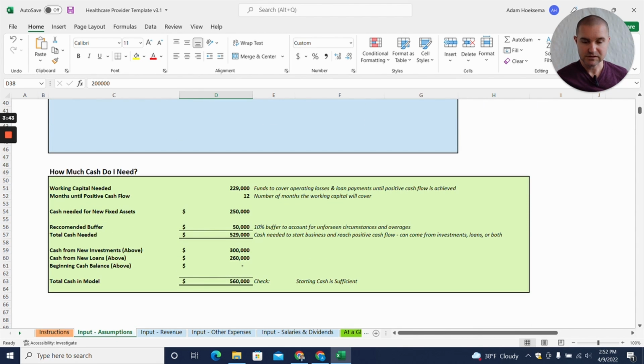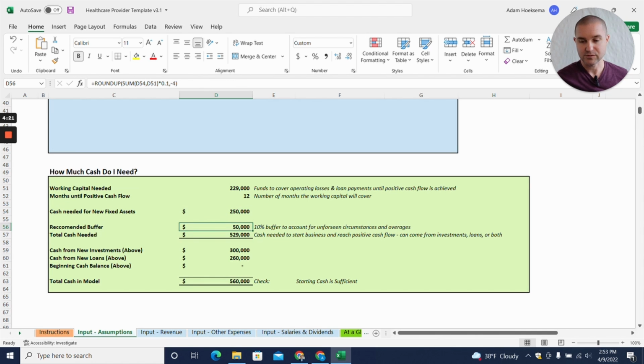And then down here, this handy little table will show you, based on the numbers that you've entered, how much working capital you're going to need to cover until you're cash flow positive. And so based on the numbers that we've got entered here on these other tabs, and we'll show you those in a minute, this table is telling you that you're going to need $229,000 in working capital to cover that first 12 months while you move to break even or cash flow positive, as well as the $250,000 for those fixed assets and the leasehold improvements and equipment.